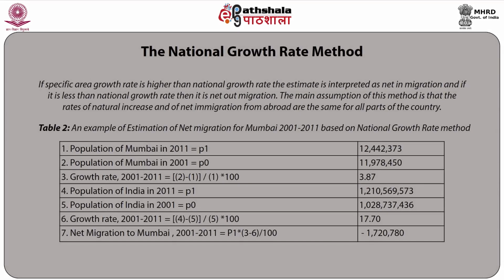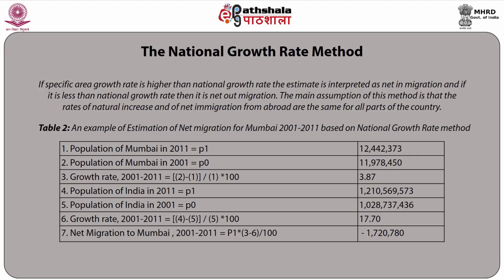If the specific area growth rate is higher than the national growth rate, the estimate is interpreted as net in migration, and if it is less than the national growth rate, then it is net out migration. The method is illustrated in the next figure. The main assumption of this method is that the rates of natural increase and of net immigration from abroad are the same for all parts of the country.